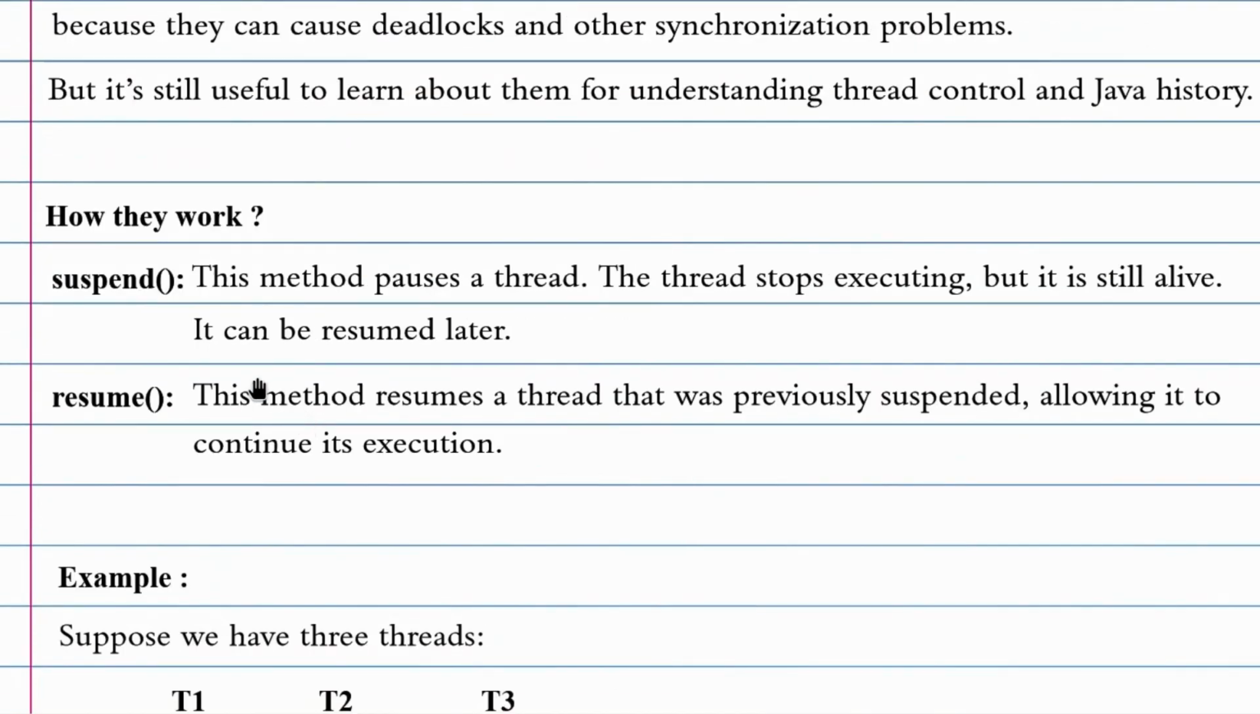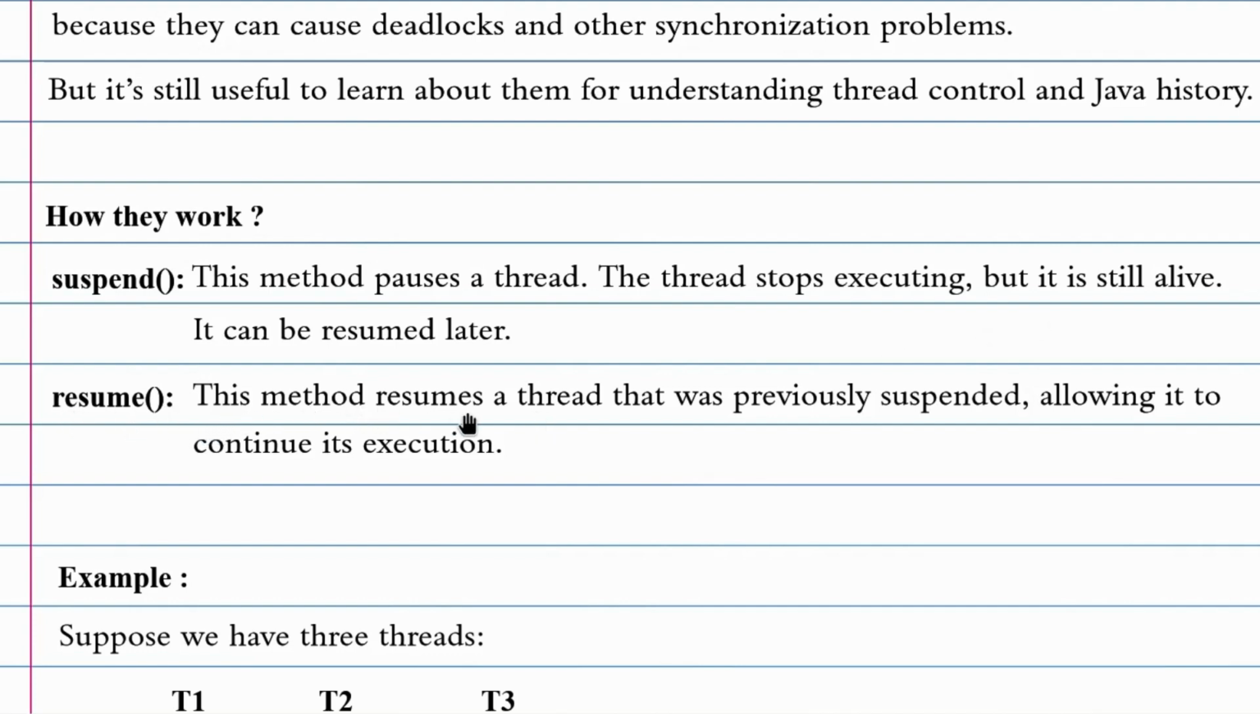Let's see how the suspend method and the resume method work. The suspend method pauses a thread. The thread stops executing but it is still alive. After we use the suspend method, the thread execution stops but it is still alive, so we can resume it later.